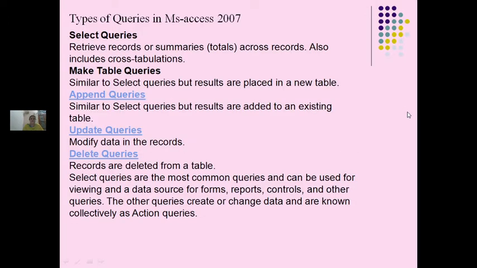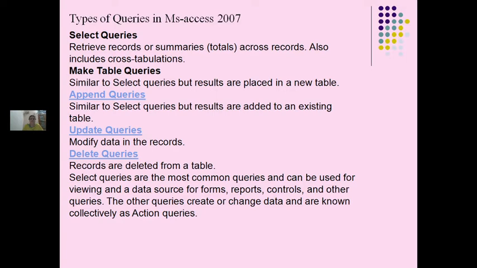Now, let us move to the next slide, which gives the list of types of queries in MS Access 2007. So, what are the types of queries in MS Access 2007? Select queries, make table queries, append queries, update queries, delete queries. So, these are the types of queries in MS Access 2007.